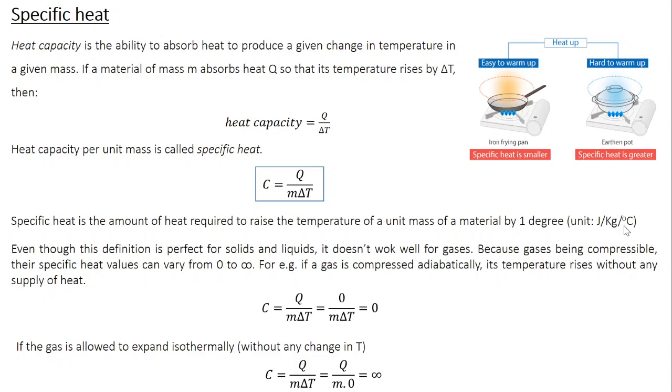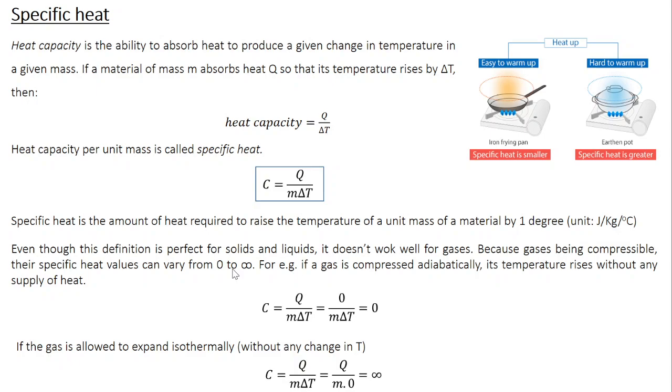Now, even though this definition works perfectly for solids and liquids, it is ill suited for gases. Now what's the problem with gases? Unlike solids and liquids, gas has a peculiar property known as compressibility. You can compress it or expand it. Now, because of this inherent compressibility, the specific heat values of gases can vary from 0 all the way to infinity.